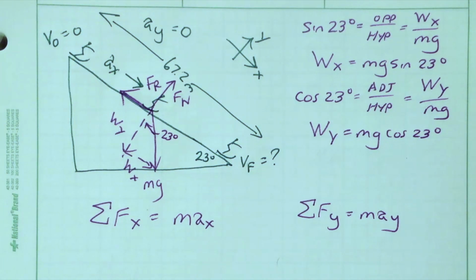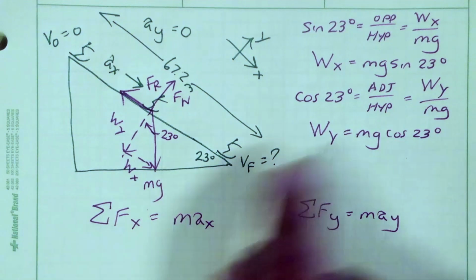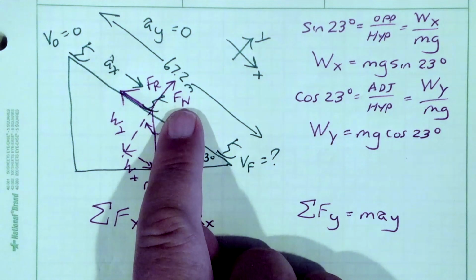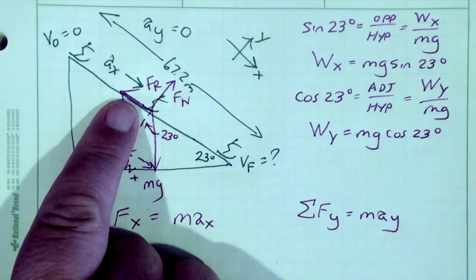This choice of coordinate system is going to make things easier on us later on because we go to our third step, which is to ask ourselves if any forces need to be broken up into components, and if so, draw those components and come up with formulas. Well, we can see here that with this new coordinate system, it is not going to be necessary to break the normal force up into components because it's purely in the y direction. And there is no need to break the friction force up into components because it is in the negative x direction.